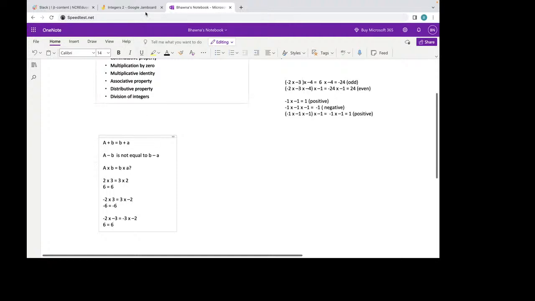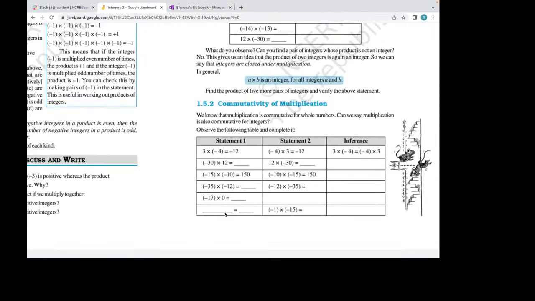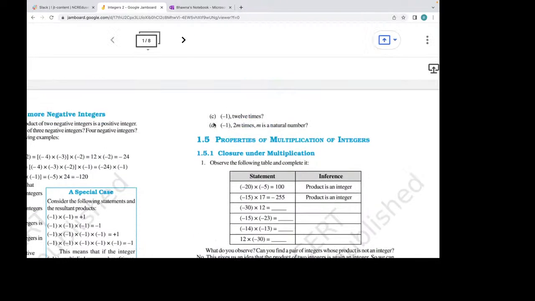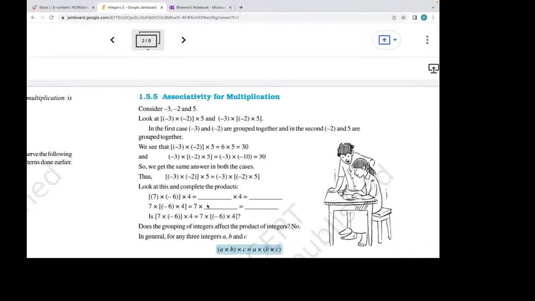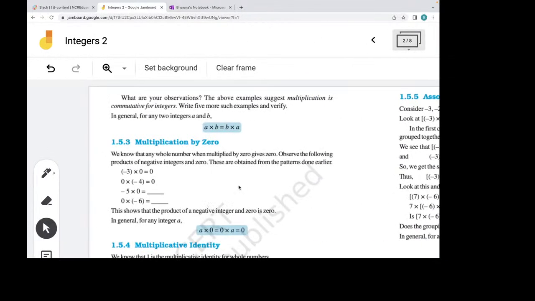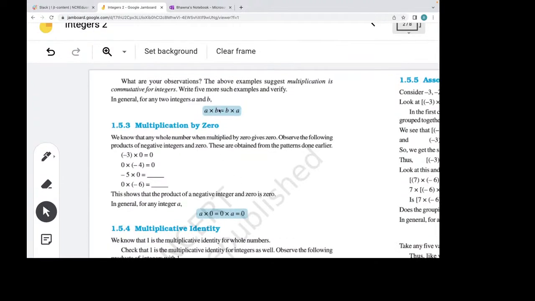So we can say that a multiply b is equal to b multiply a. So yes, multiplication is commutative for integers. Okay, multiplication is commutative for integers, so they follow the commutative property. Okay, I hope this is clear to all of you.